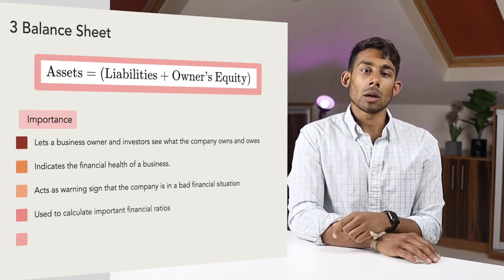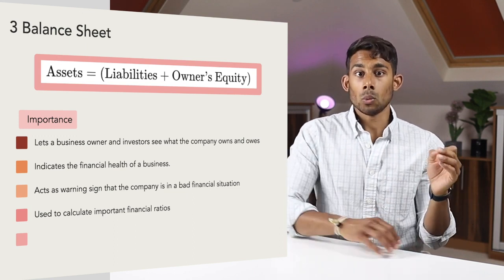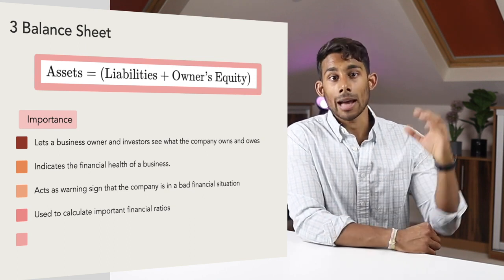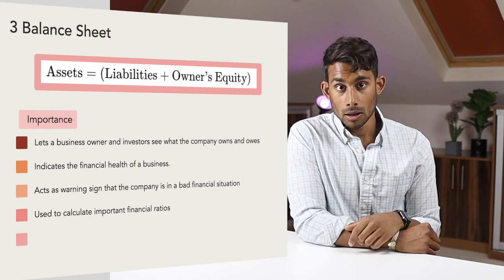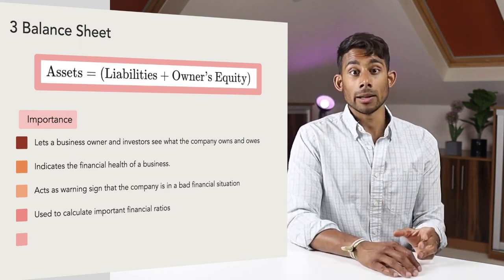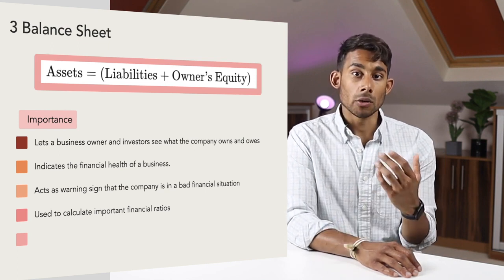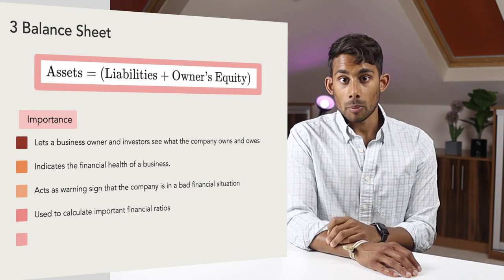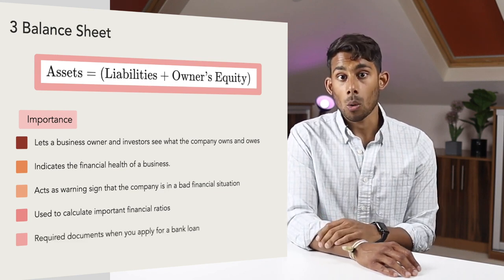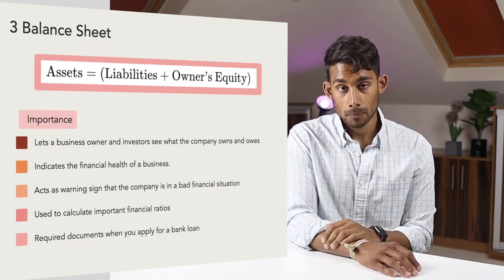A balance sheet can also be used to calculate important financial ratios. One example would be the working capital ratio, which is obtained by dividing the current assets by current liabilities. This ratio measures a business's efficiency and shows how well it is able to meet its short-term obligations. And for business owners seeking external financing, the balance sheet, along with financial statements like your cash flow and P&L, are required documents when you apply for a loan from the bank.